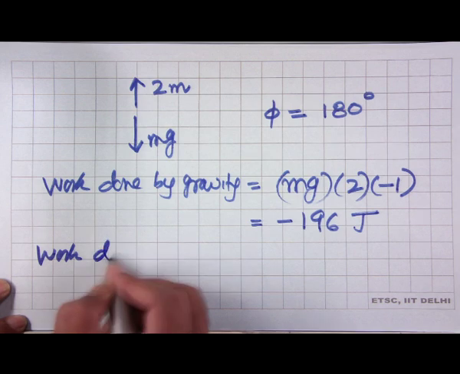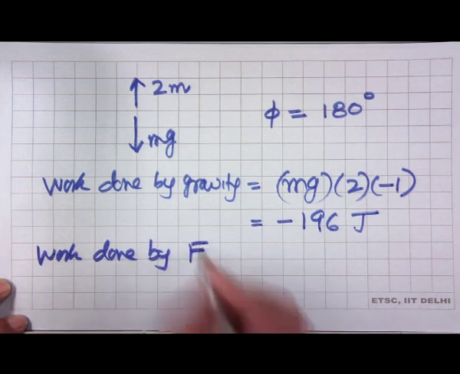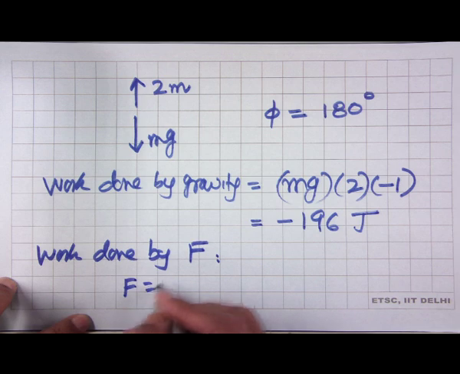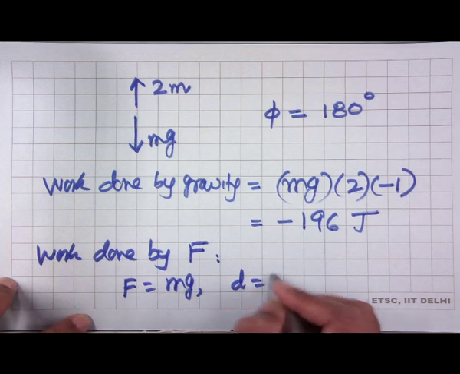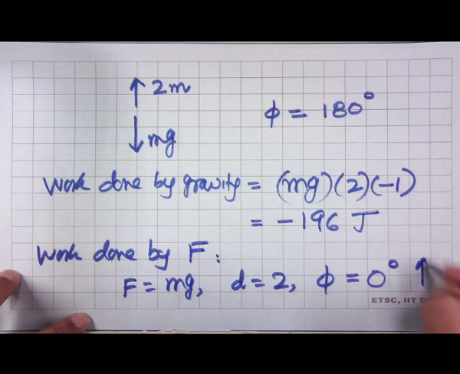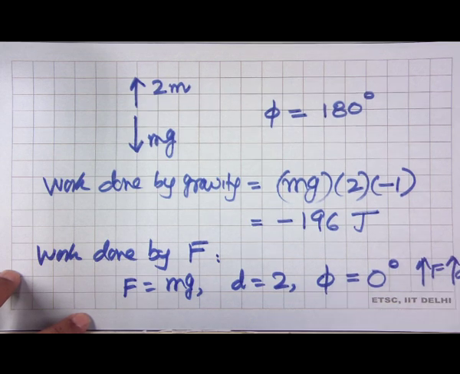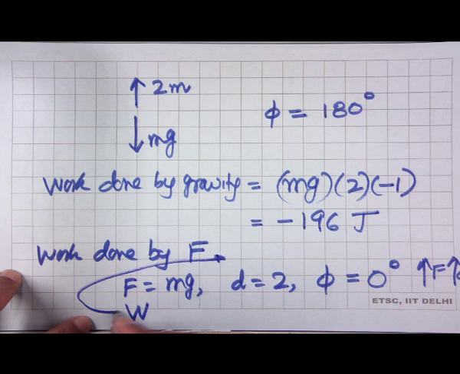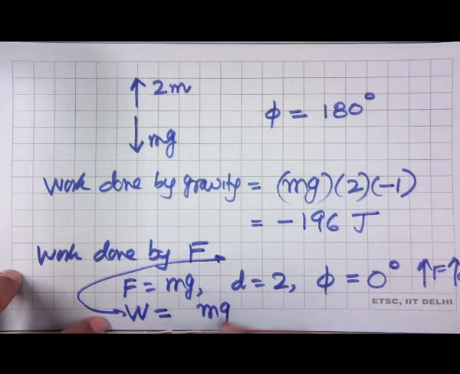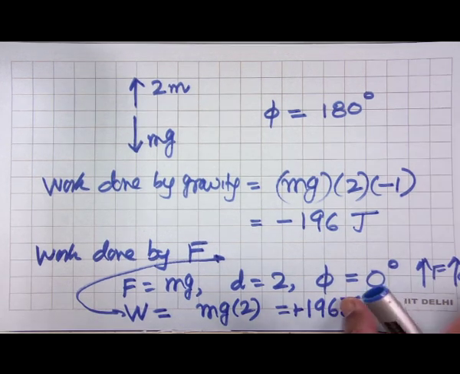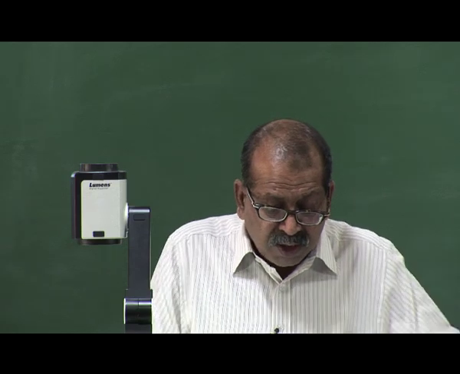Work done by force F which the student is applying. For this, F is equal to mg, d is equal to 2 and phi is equal to 0 degrees, because now the force is acting in this direction, and the displacement is the same. Therefore, the work done by F is equal to mg times 2, and this will be equal to plus 196 joules.